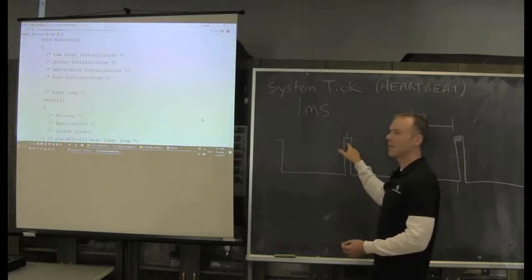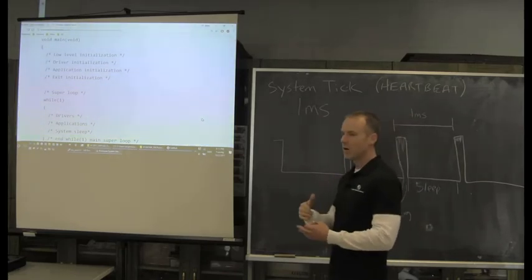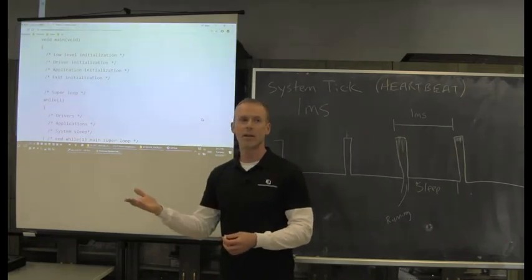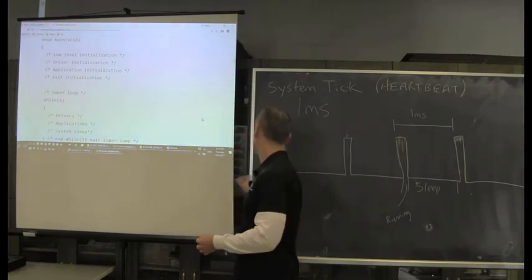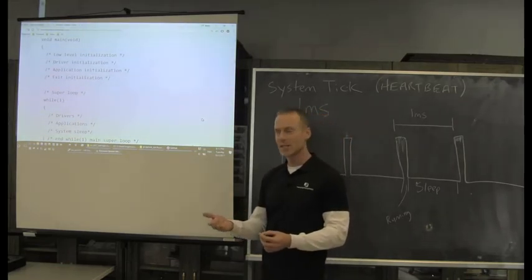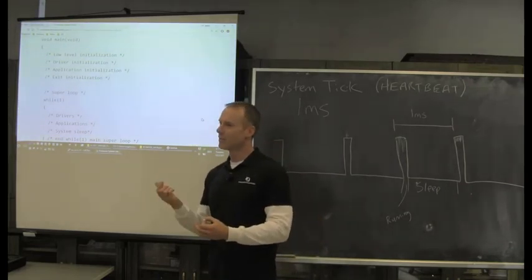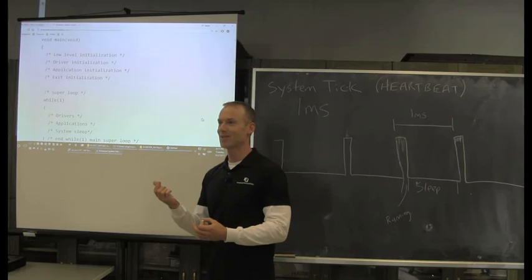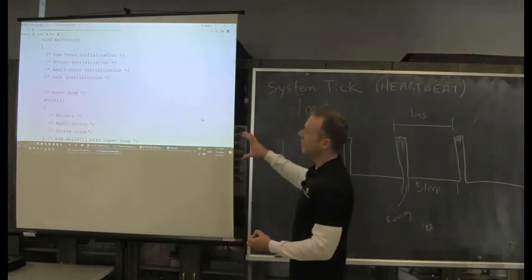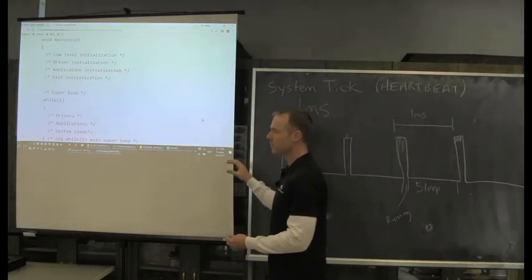Because every millisecond your task runs, which means if all your task does is increment a counter and check if it's 500, the first 499 times your task is called, nothing needs to happen. But on the 500th time, you say, oh, I reached 500, I need to reset my counter, don't forget to reset your counters, and toggle the LED. So inherently, you have timing built into this system. It's super easy to break.